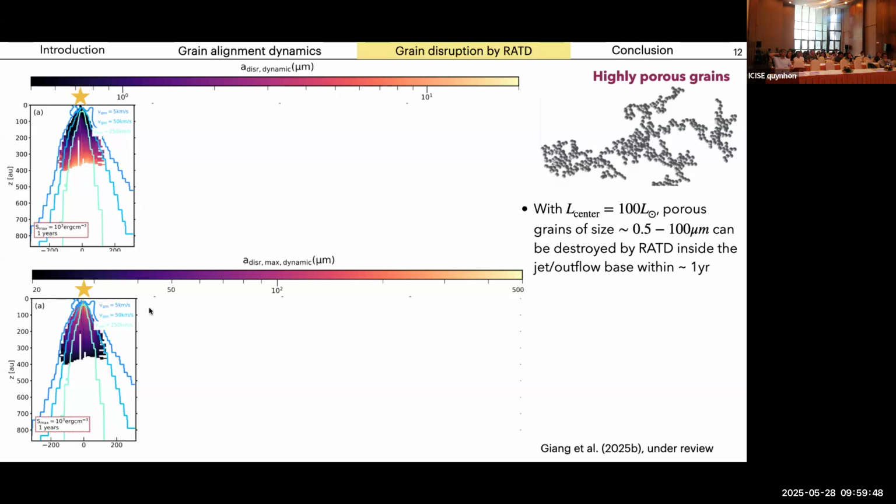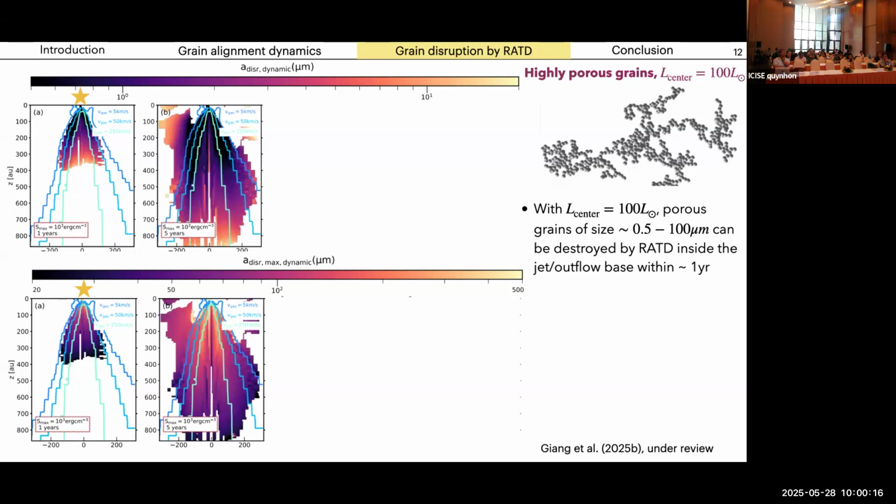So we found that when the RATD is activated for 1 year, the grains beyond 1 micrometer will be quickly destroyed by the RATD within the 300 AU scale of the outflows because of the low disruption thresholds. And the disruption size will last from 1 micron up to 50 microns in the lower rows. Then we show the results if RATD is activated for 5 years.